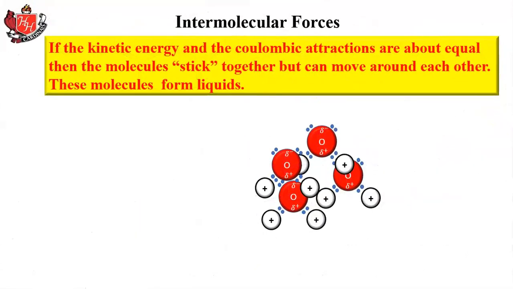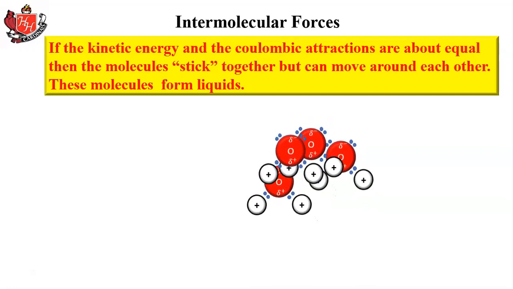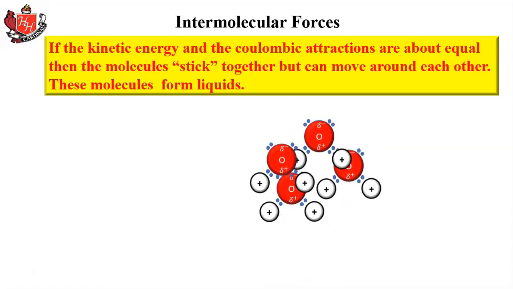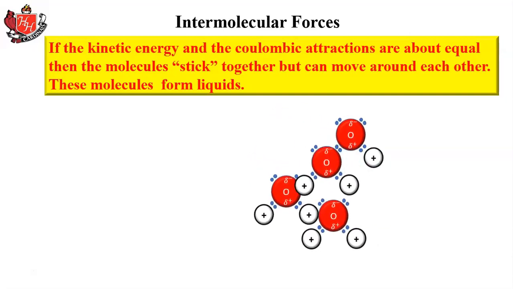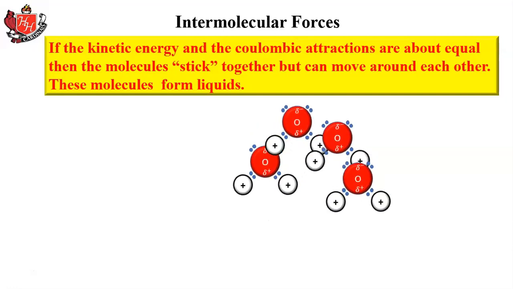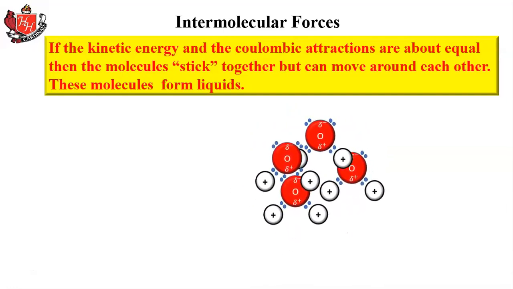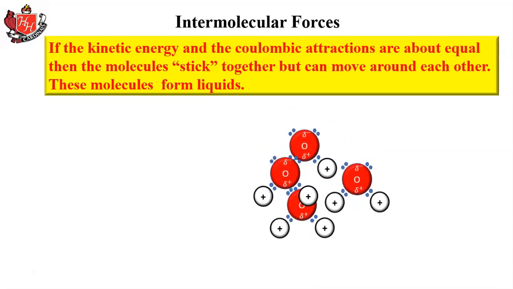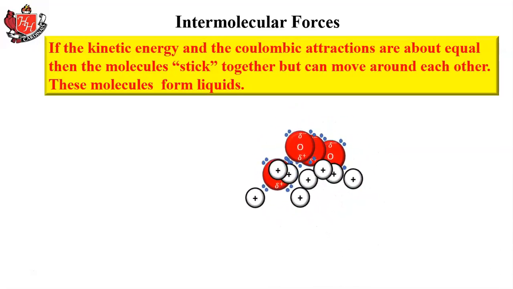Okay, so if the kinetic energy and the Coulombic attractions are about equal, then the molecules will stick together, but they can still move around each other. And these are molecules that would form liquids. If we look at this illustration, we see that the molecules are moving around kind of randomly, just like the gas molecules were. But unlike the gas molecules, they don't separate from each other. They have enough intermolecular force between them, and the kinetic energy in them is low enough that they don't totally break apart from each other the way gas molecules did.